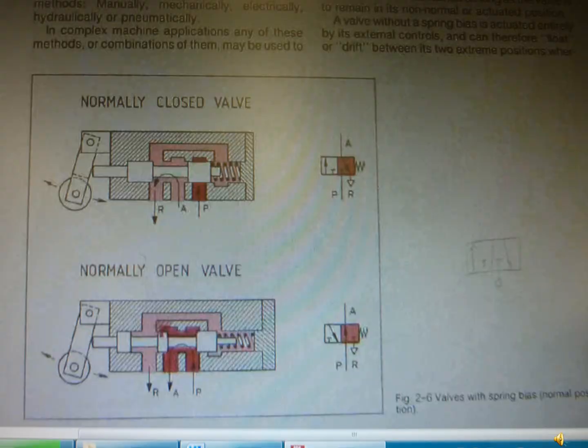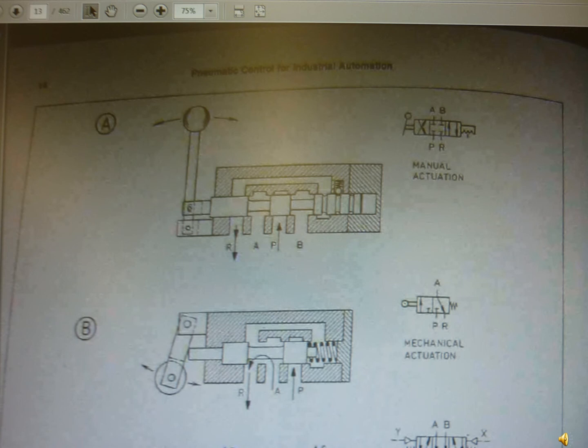This is the normally closed valve and the normally open valve. The normally closed valve and normally open valve, the physical diagram and the pneumatic diagram. This is the diagram of the physical diagram and the pneumatic diagram of the manual actuation and the mechanical actuation of the valve.